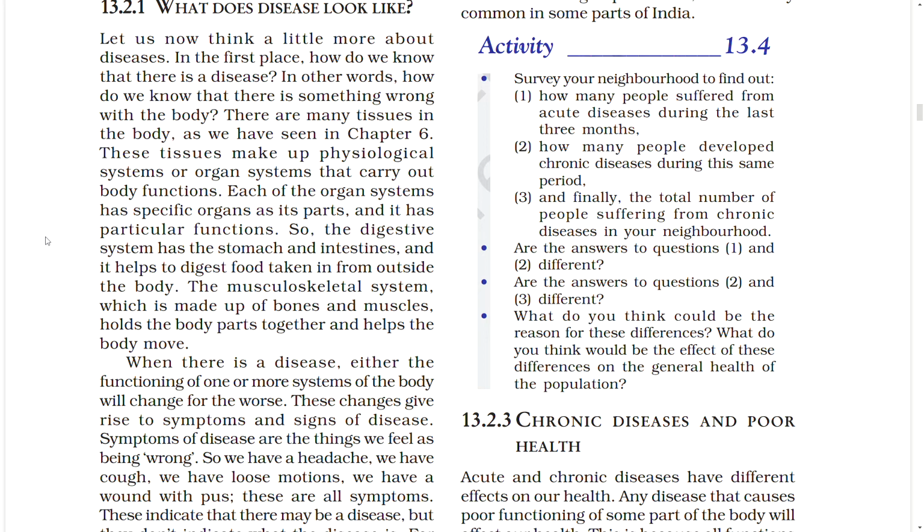Are the answers to questions 1 and 2 different? Are the answers to questions 2 and 3 different? What do you think could be the reason for these differences? What do you think would be the effect of these differences on the general health of the population?